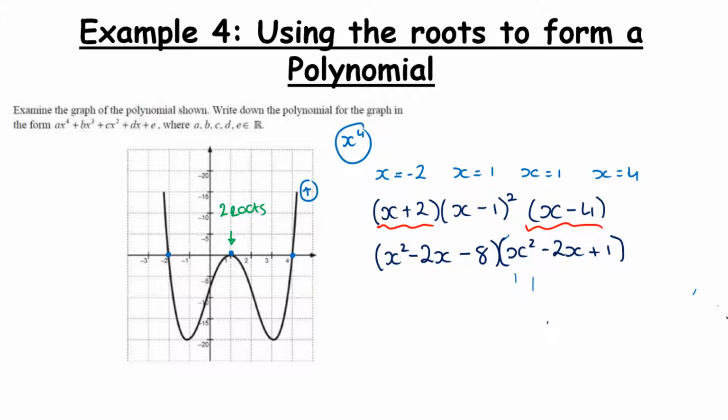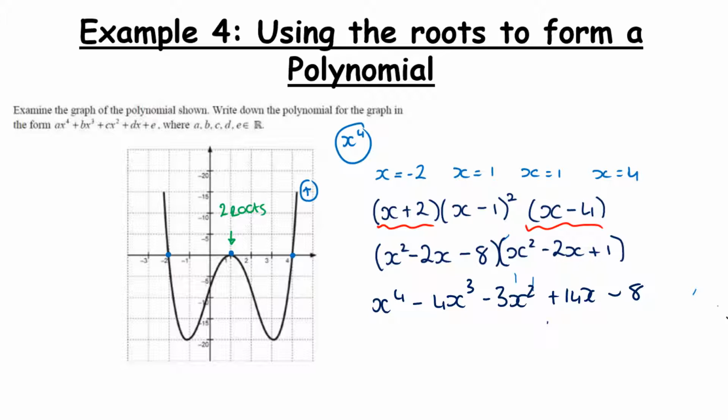So working this out, we should get x to the power of 4 minus 4x cubed minus 3x squared plus 14x minus 8. Okay, so the last thing I'm going to do, just to double check.